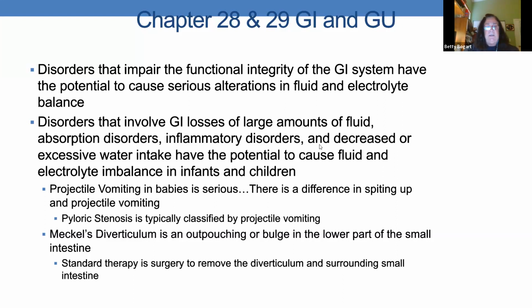Meckel diverticulum is some little bulge, some little thing that comes out of the small intestine and it tears, and there are blood vessels in it and you're going to see blood coming out. And the way that we treat that is we've got to go in and remove it.